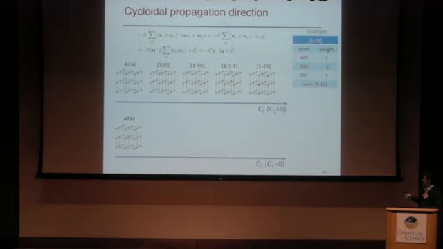And for the second neighbor, C2 terms, if we keep C1 equal to 0 and only change C2, we start with the AFM, no contributions. Then the 1, 0, 0 cycloid, 8 contributions of the same weight.